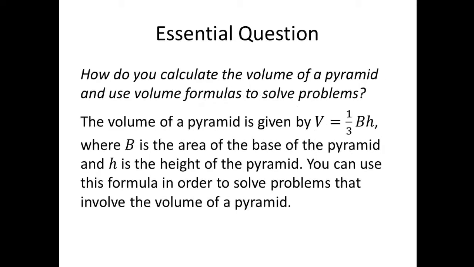Alright, so the essential question that we addressed is how to find the volume of a pyramid and use the formula to solve problems. The volume of a pyramid in general is given by the formula 1/3 BH, where B is the area of the base of the pyramid and H is the height of the pyramid. You can use this formula to solve problems that involve the volume of the pyramid.